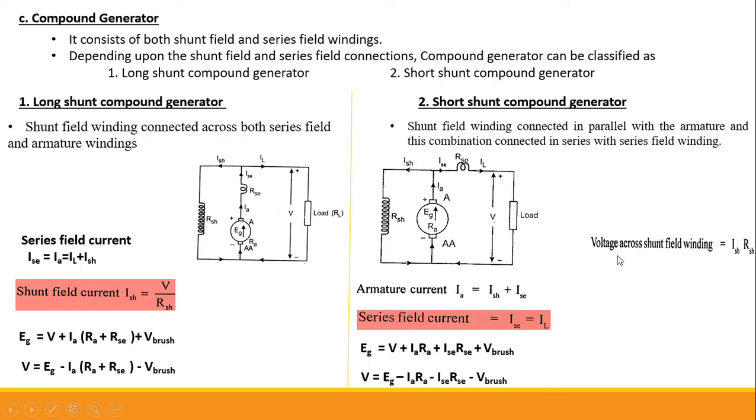Dear students, the voltage across the shunt field winding is nothing but the multiplication of I shunt and R shunt. So I shunt times R shunt, that is the voltage drop across the shunt field winding, is equal to Eg minus IaRa minus V brush. So dear students, in this video lecture I have explained the circuit diagrams of all the types of generator, and also I have explained the equations for generated EMF, terminal voltage and armature current.